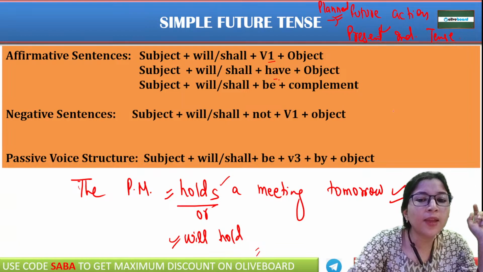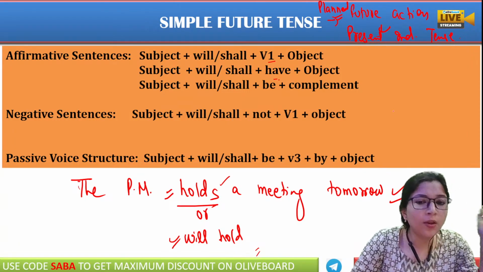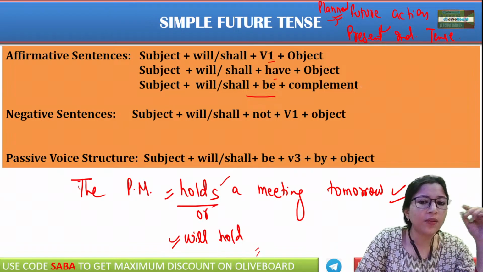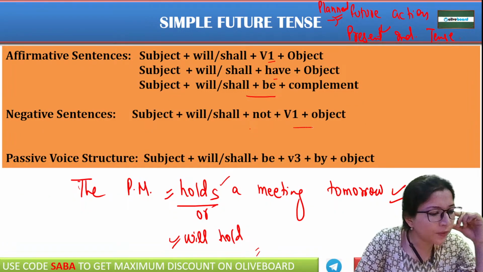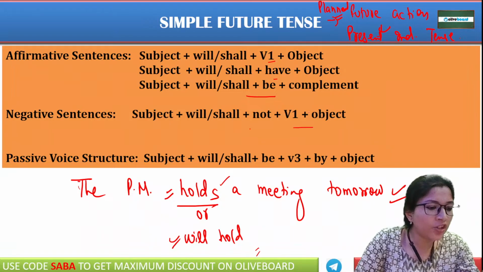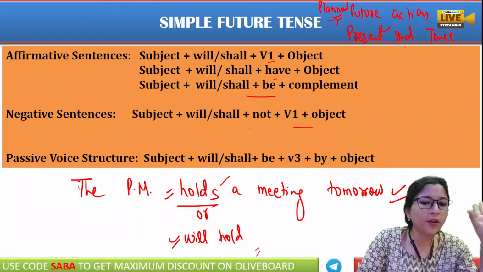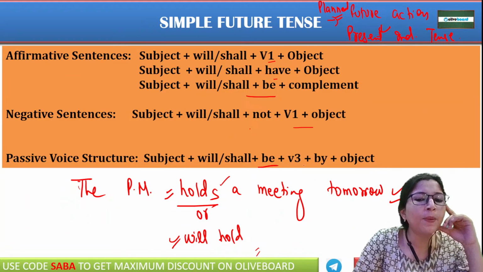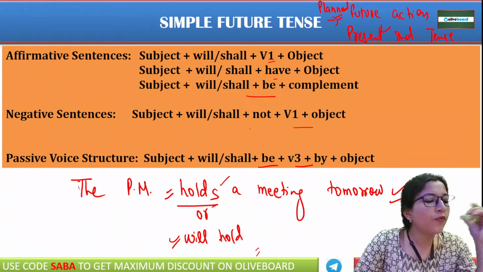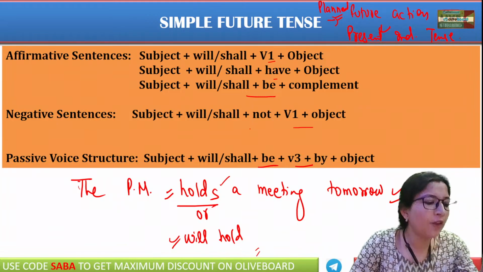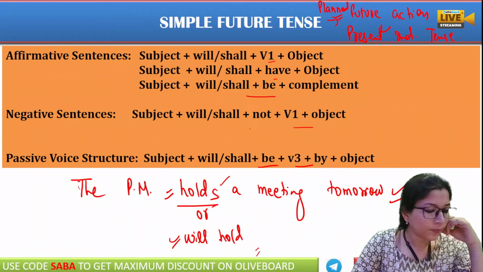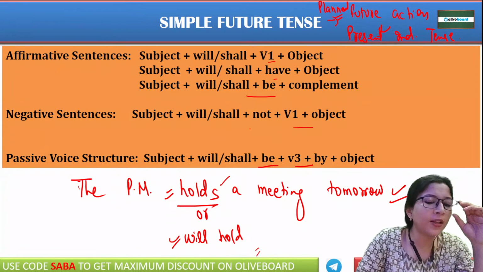I will be prime minister, so this is also future indefinite tense. I will be successful, future indefinite tense. Negative: will/shall not plus V1. I will not come, I will not teach, I will not attend. So that is future indefinite tense. And in passive structure, we use subject plus will/shall be plus V3. So whenever you get will be V3, that is future indefinite tense in passive voice. Learn these structures. Held is wrong there because held is V2 form.